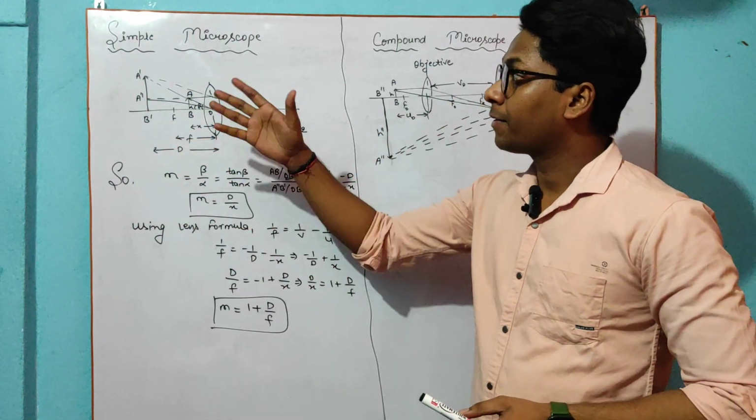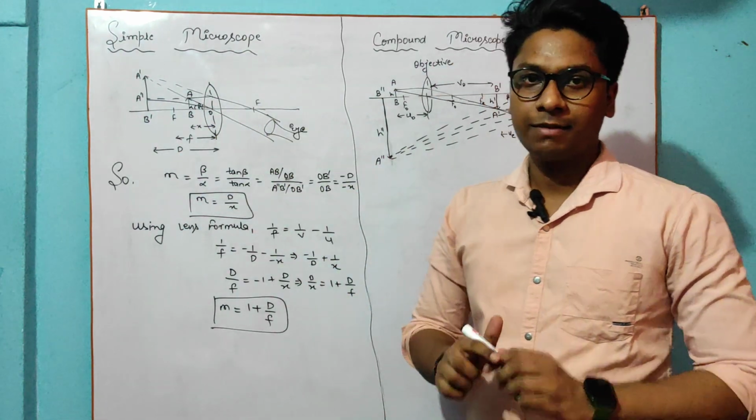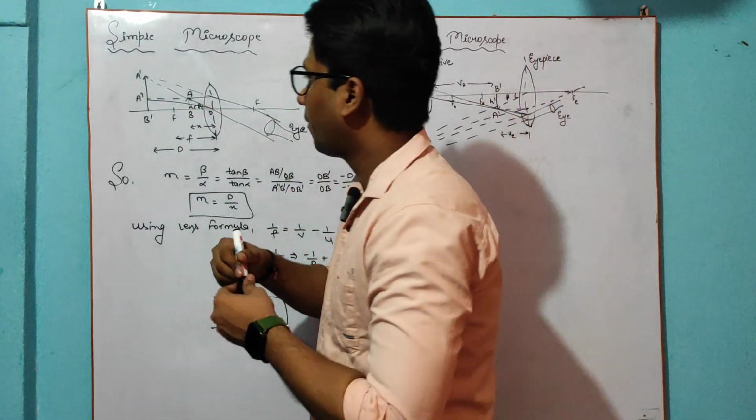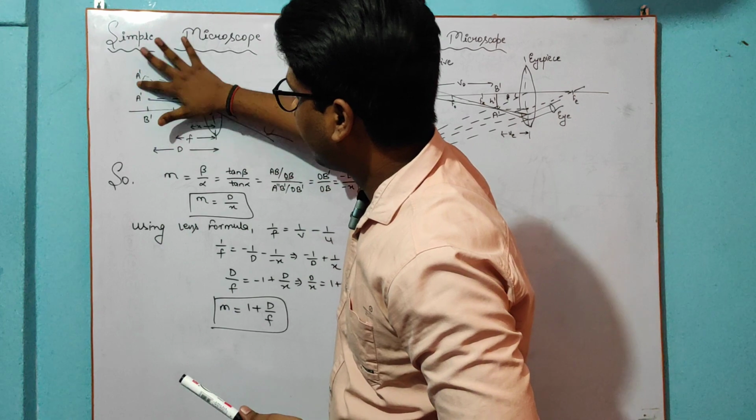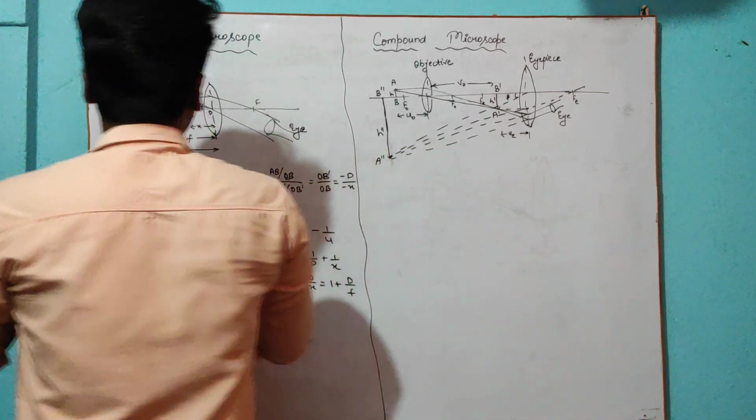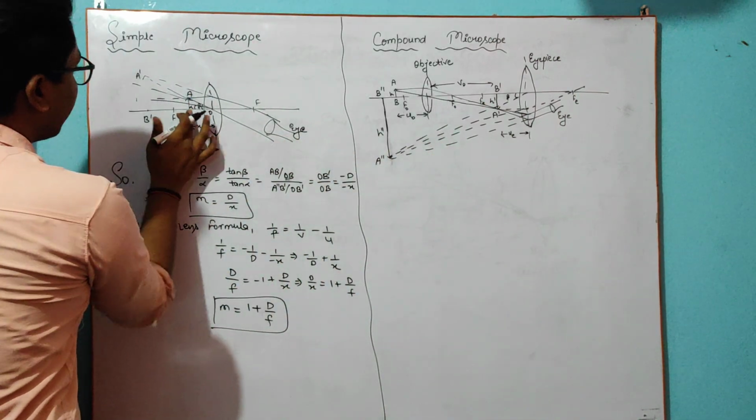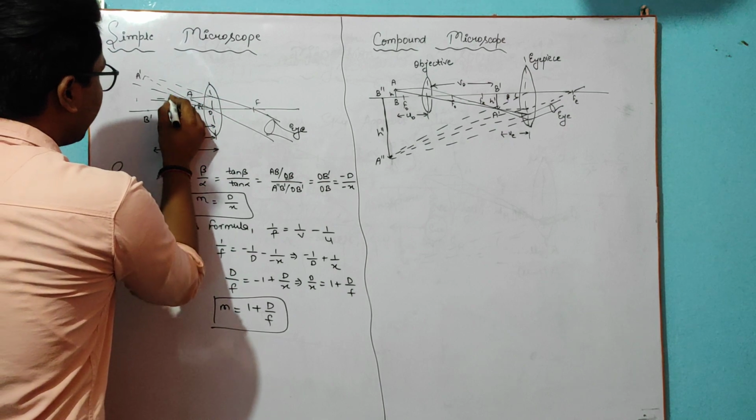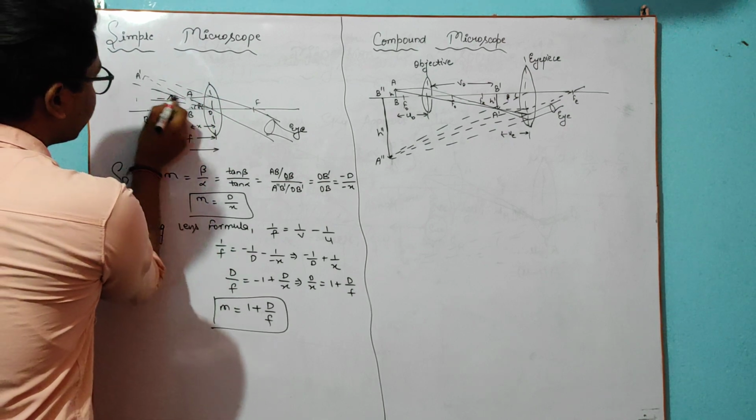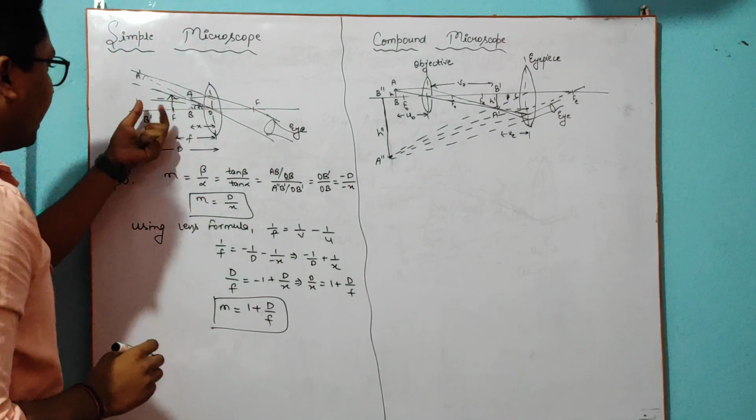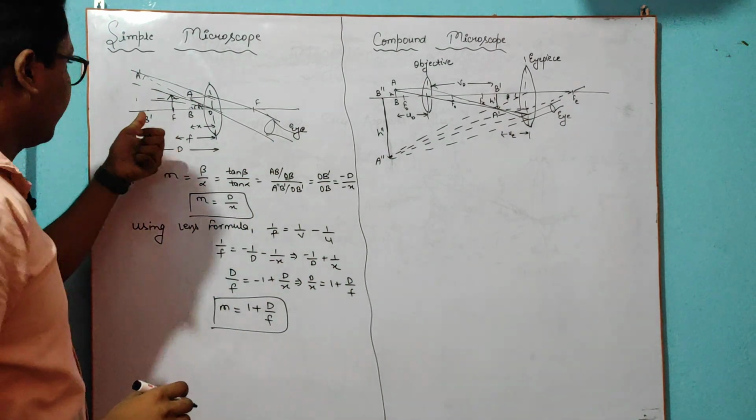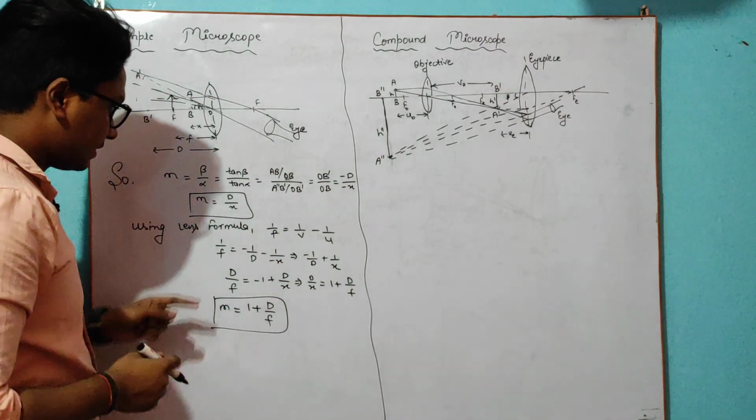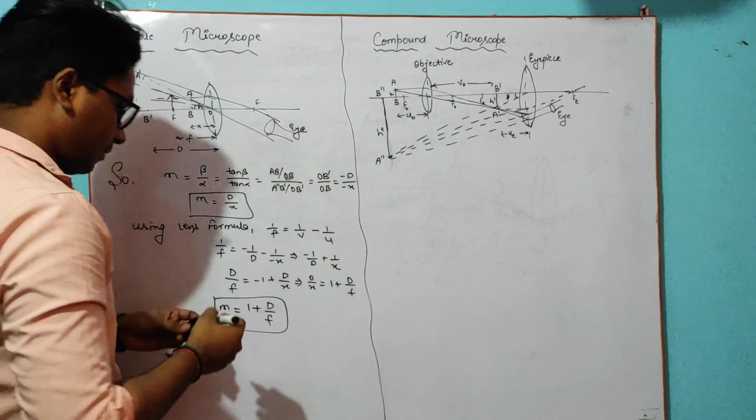And for the image formed at infinity, a very simple case, the object must be placed at the focus. In that case the image forms at infinity, and when the image forms at infinity, then this magnification, I can erase it.